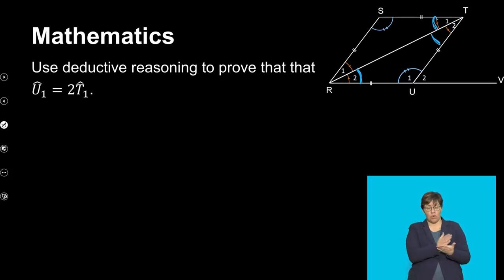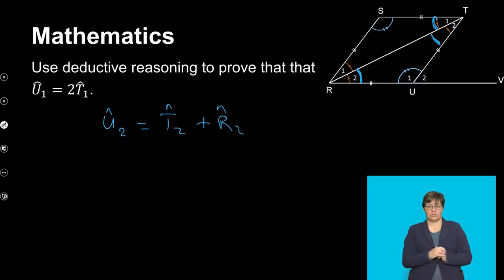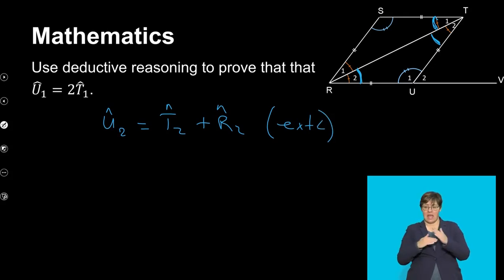So I must make sure that I understand what I'm trying to do here. I'm going to first say U2 is equal to T2 plus R2. So I will try to apply this and see whether it will work. The reason is: exterior angle of a triangle. And from there, let me write my reasons properly, guys, so that you know that you are required to write them properly. Exterior angle of a triangle.